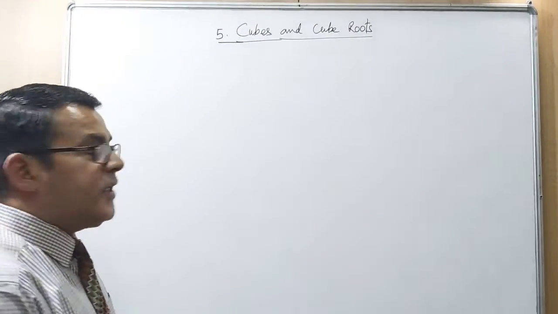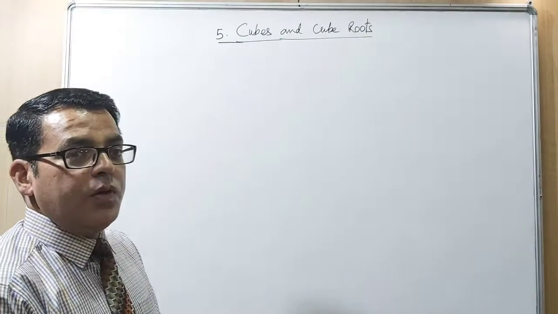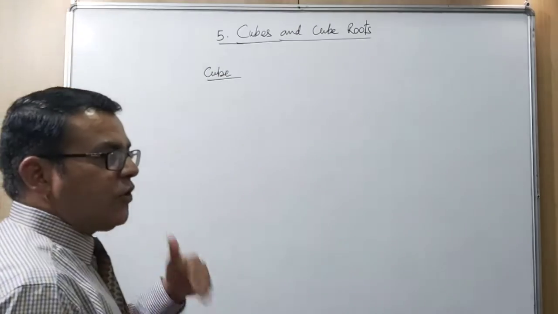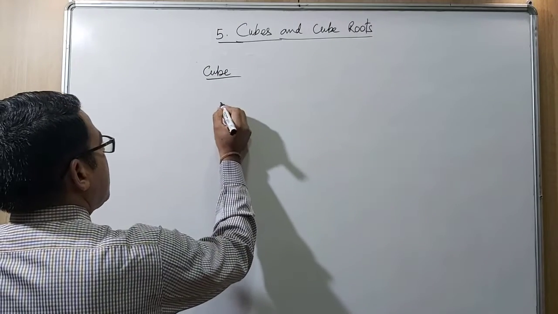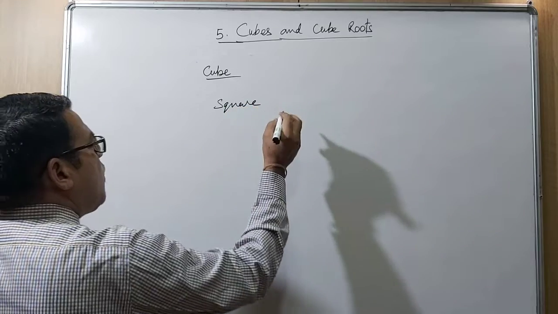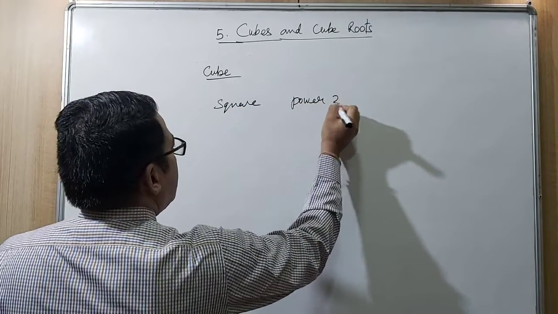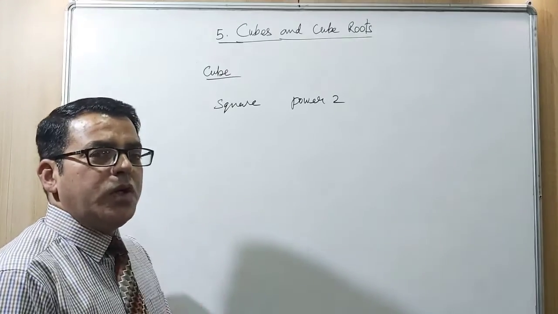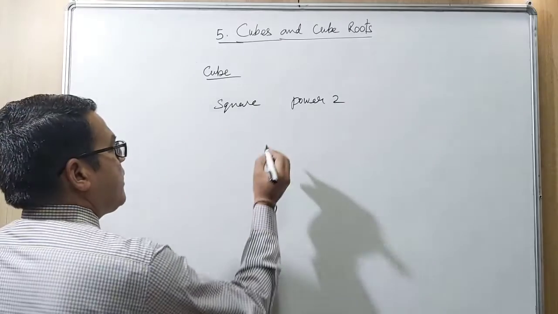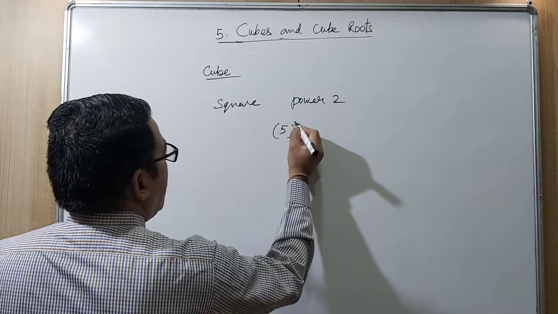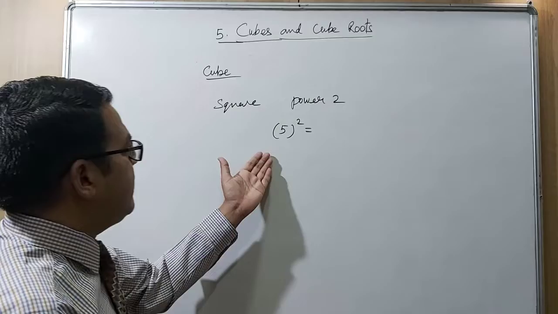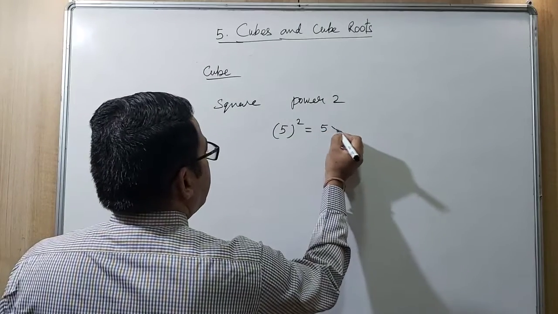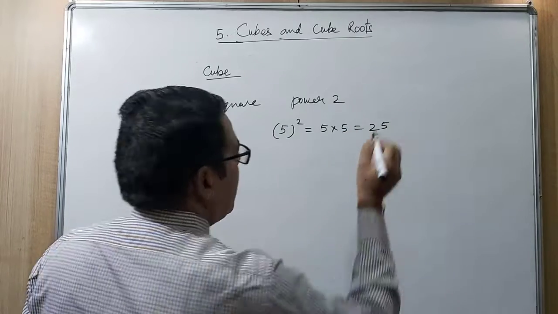Before moving ahead, you must know what is cube, right? Just recall it. Square. First we are talking about square. What was square? Square means power 2. Power 2 means if we multiply any number by the number itself twice, then we can find the square. Suppose 5 is there, then square of 5 we can write as 5 power 2. After calculating it, we have 25, right?